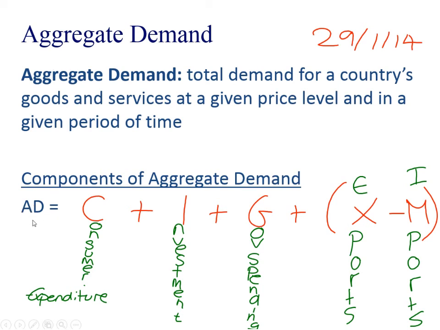So the components of aggregate demand, AD equals C plus I plus G, this is domestic demand, plus X minus M. Okay, and C stands for consumer expenditure or consumer spending, I investment, G government spending, X exports, and imports is M, because obviously I's already been taken by investment there, so we needed another letter.